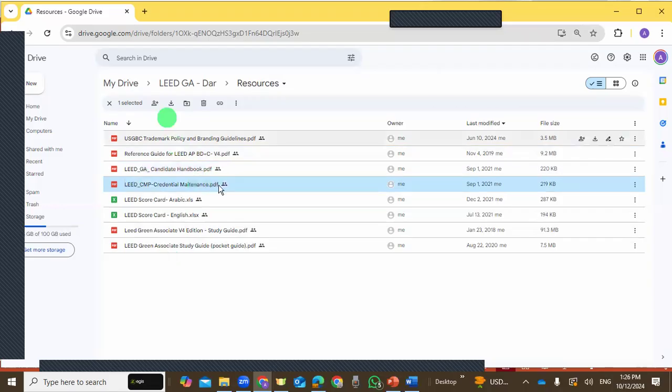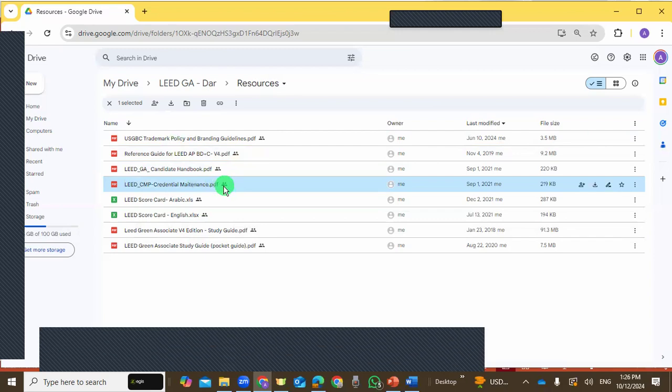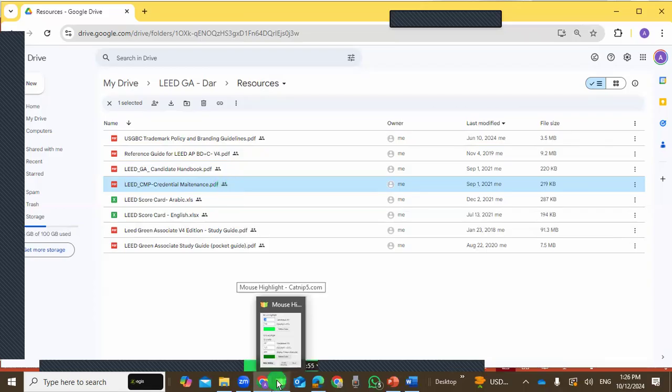How to maintain your credential. This is a book on how to maintain your credential, but please follow me on social media. I will give some lectures about it. After you become a LEED Green Associate, every 2 years you need to renew, like PMP, for example. So how to renew, where to go. Follow me on social media, I'll make some videos about that.